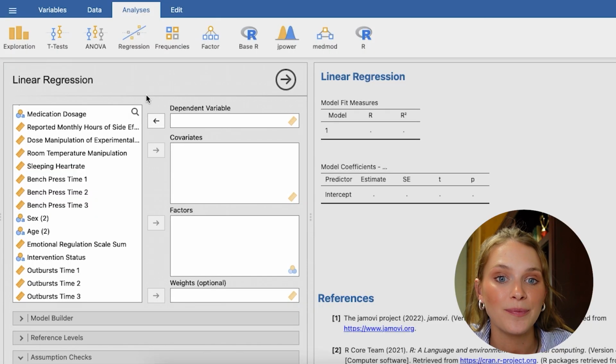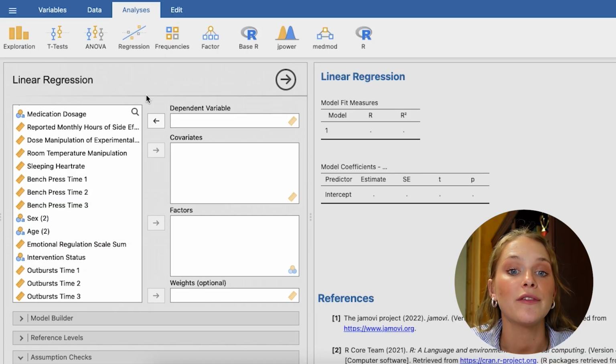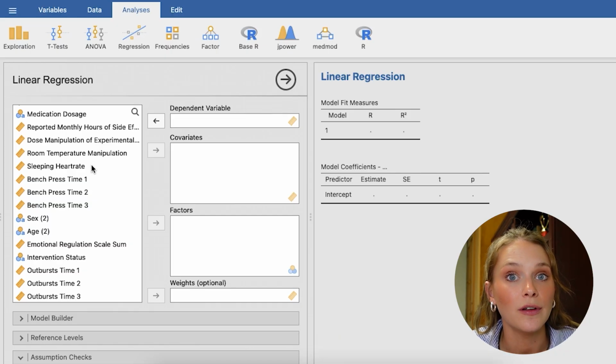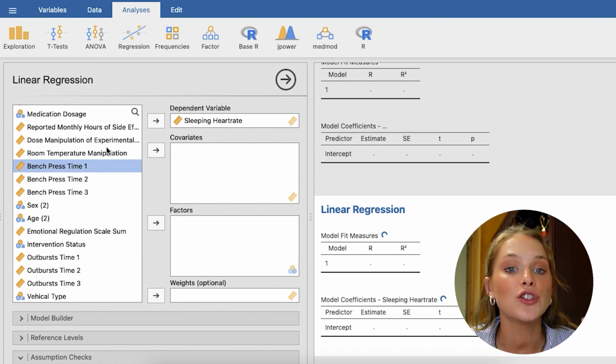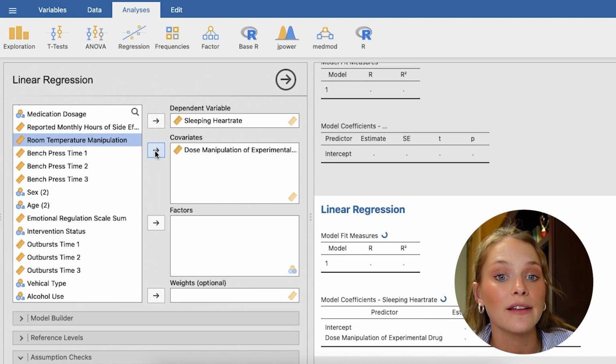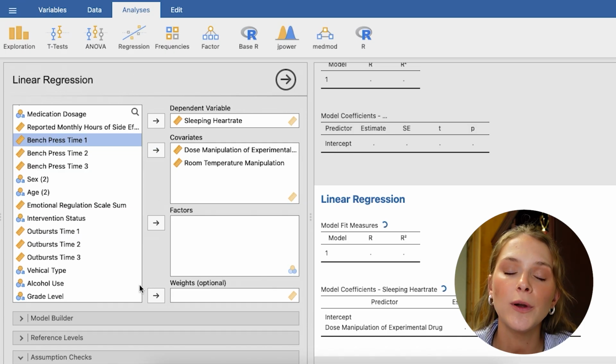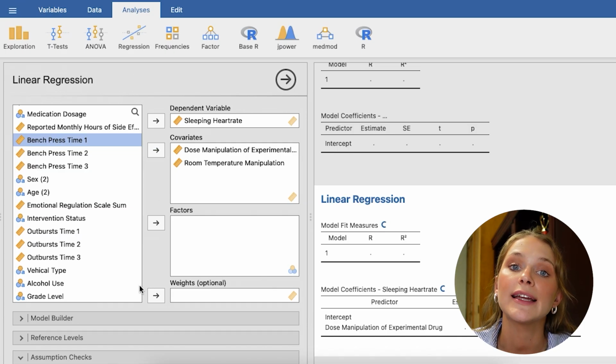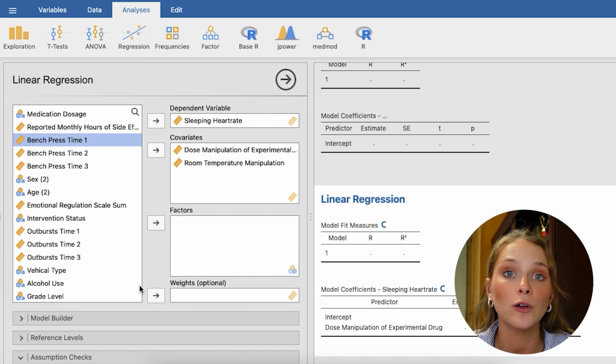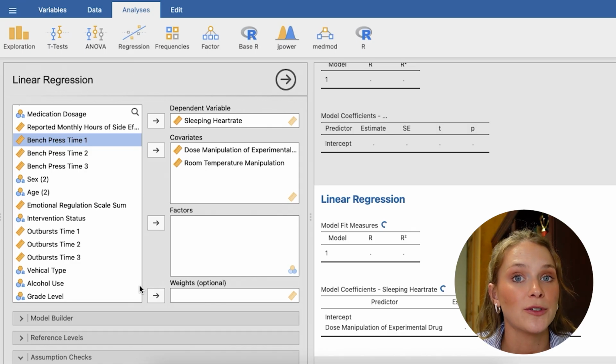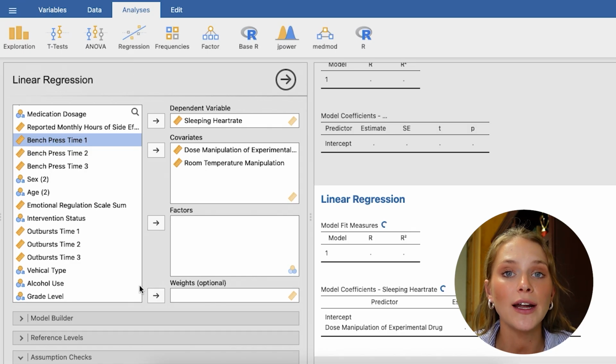So to follow along with me, you'll open up your dataset in Jamovi, and you're going to go to Analysis and then Regression and Linear Regression. You're going to move over our dependent variable of sleeping heart rate into that dependent variable spot. And then you're also going to move over two variables, because we have two predictors in this analysis, into the covariate spot. And the reason you're putting it there is because both of these variables are continuous. If you had a variable that was nominal or ordinal, you would put that in the factors spot. So you're going to move over the dose manipulation of the experimental drug and the room temperature manipulation. Those are our two predictors that we're trying to use to measure our outcome of sleeping heart rate.